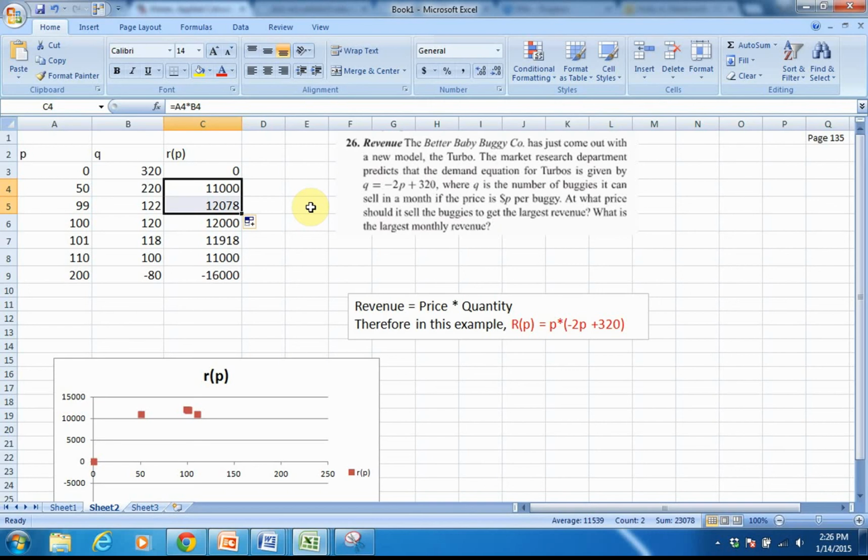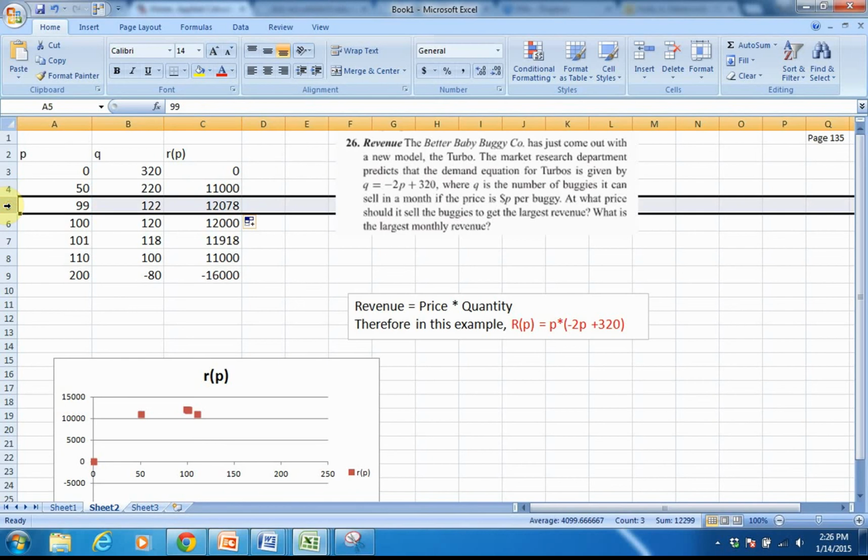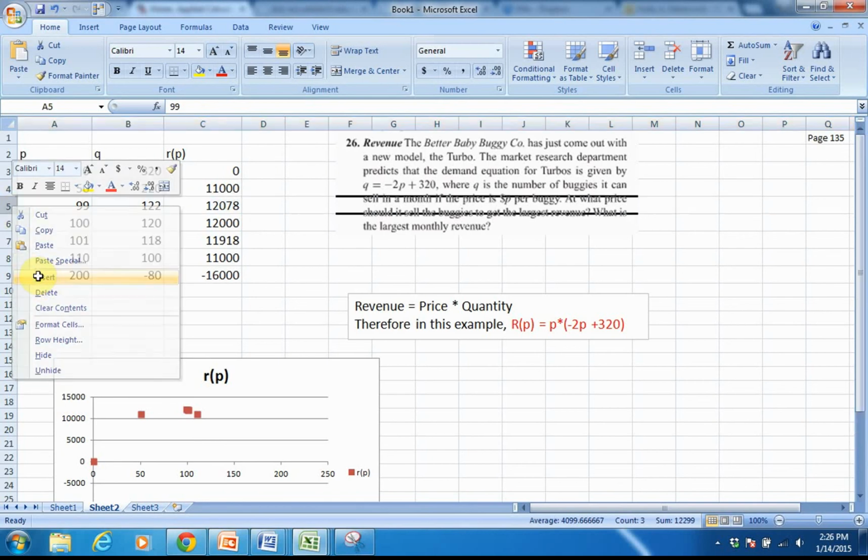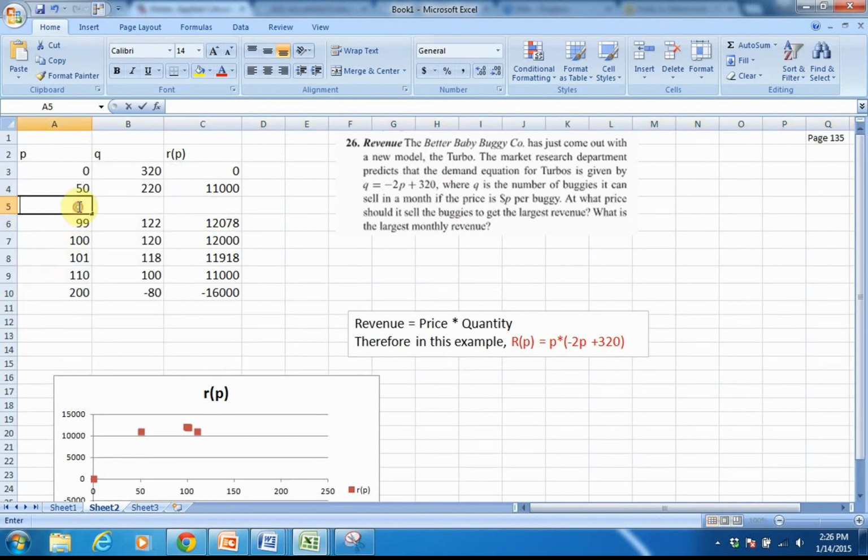So at that point, what do you want to do? Now what you want to do is inspect perhaps the other side of 99. So let's go to maybe 90. Let's see what happens at 90. And look at that. There we have our maximum value so far for revenue when we set our price at 90. You could continue inserting here.